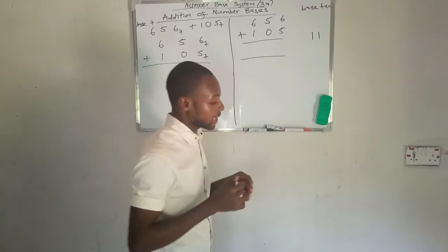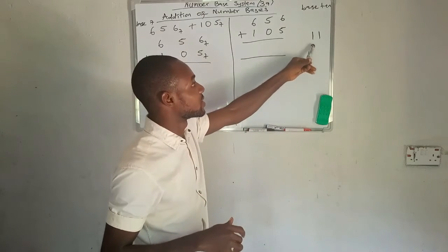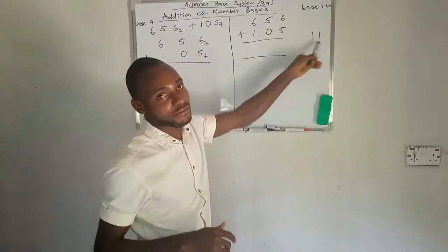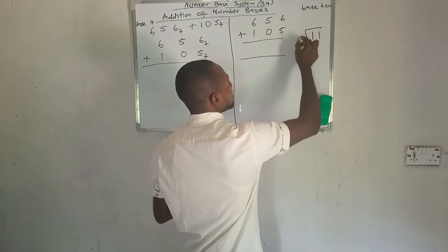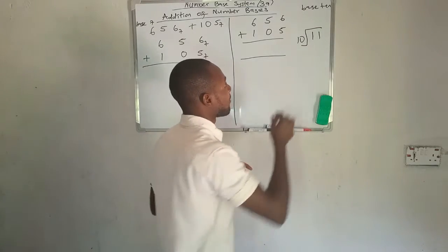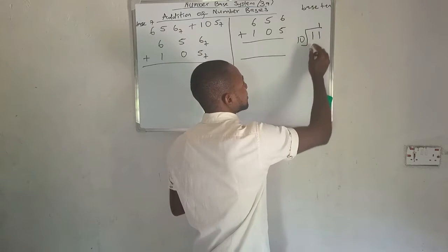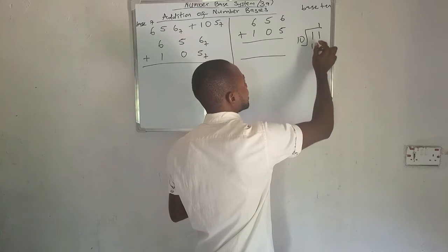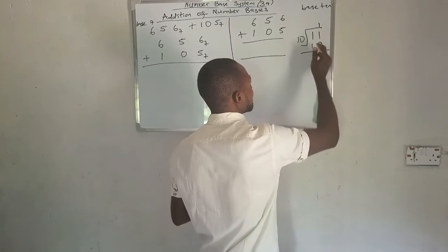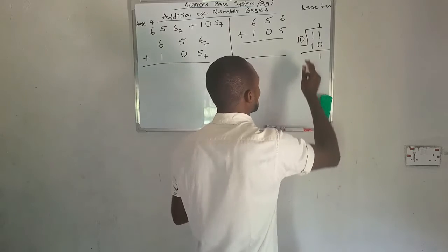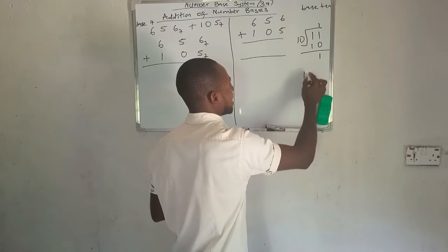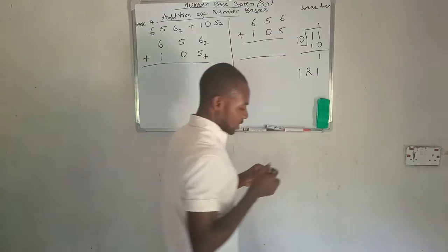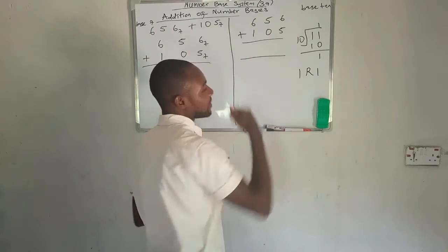In addition, in base 10, what we do here is we use 10 to divide this 12. So we say 12 divided by 10, and then we'll have 1 here. So 1 times 10 is 10, and then we subtract and we'll have 2. So 12 divided by 10 will be 1 remainder 2. And this is what we do when we are adding in base 10.